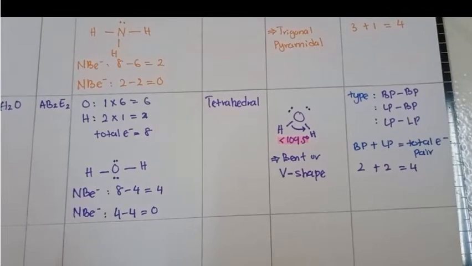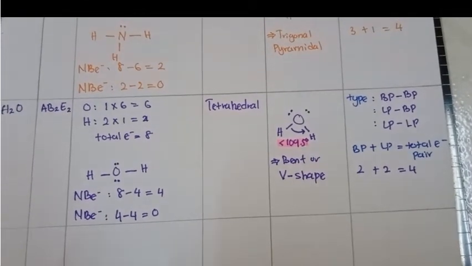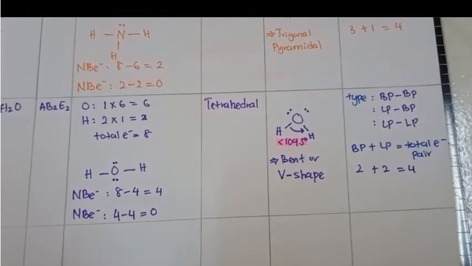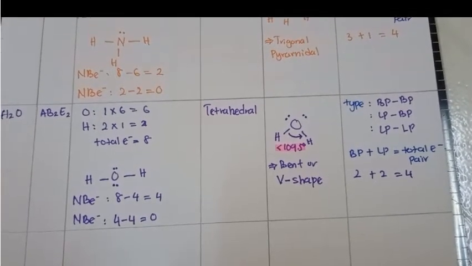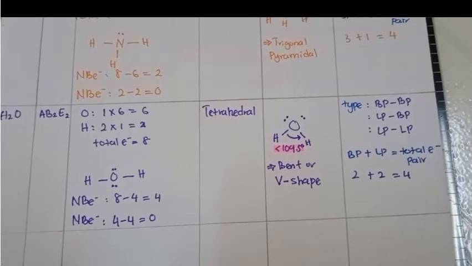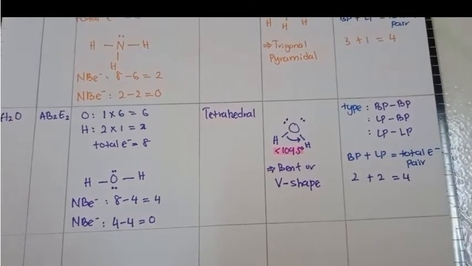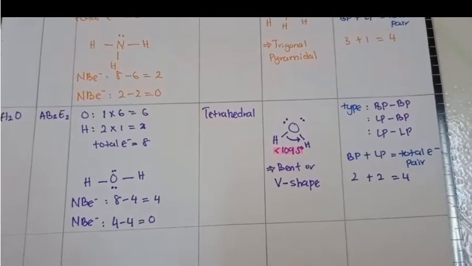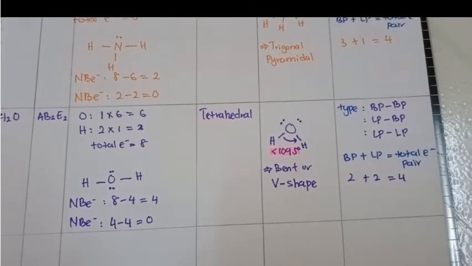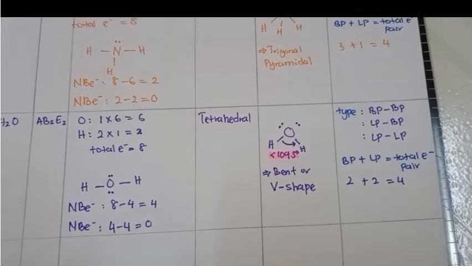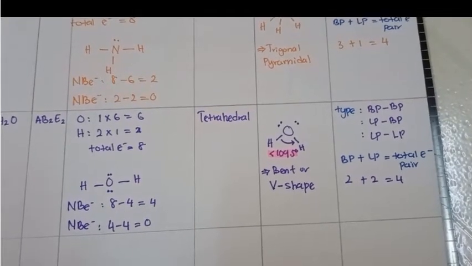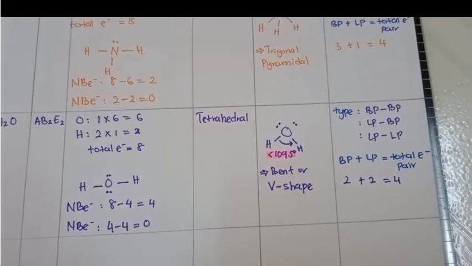So the electron pair arrangement is tetrahedral, and the molecular geometry is drawn like this, and make sure to mention the bond angle is less than 109.5 degrees. The name is bent or V-shape. Type of repulsion: bonding pair, lone pair, bonding pair, and lone pair. So the total electron pair is equal to 4.